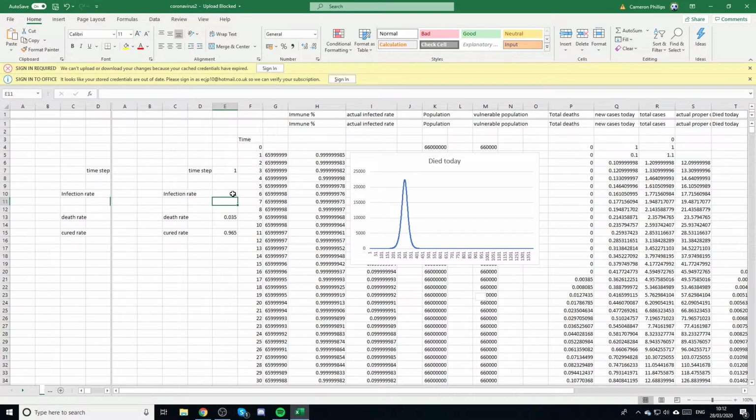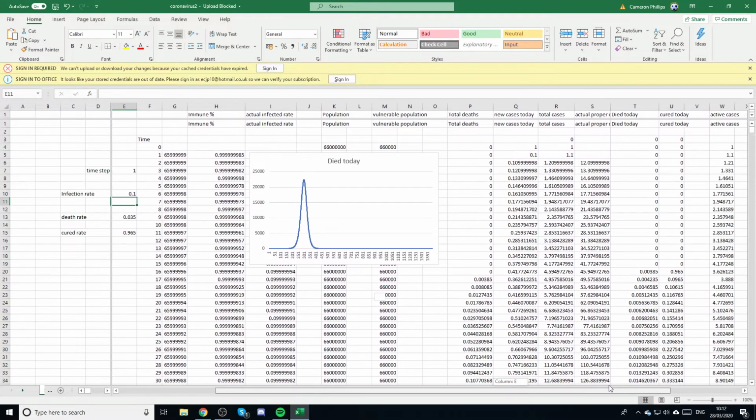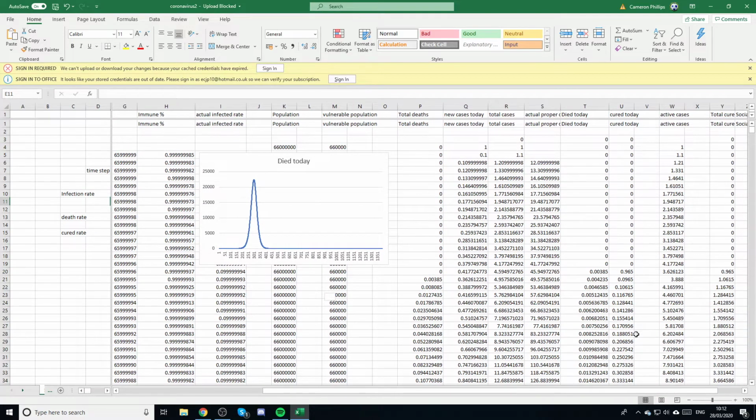If we get this infection rate below 0.1, it's good news. And the reason that is good news, and the reason my spreadsheet can't handle it, is because then more people start getting cured every day than are actually catching it. And that is an incredibly powerful moment, because that means our number of actual cases starts to fall. That's where we need to be.